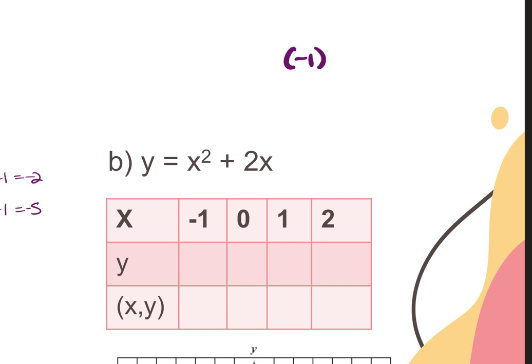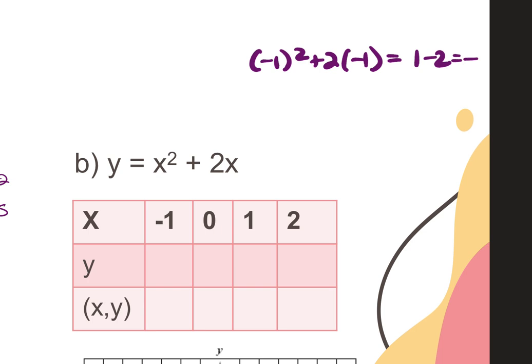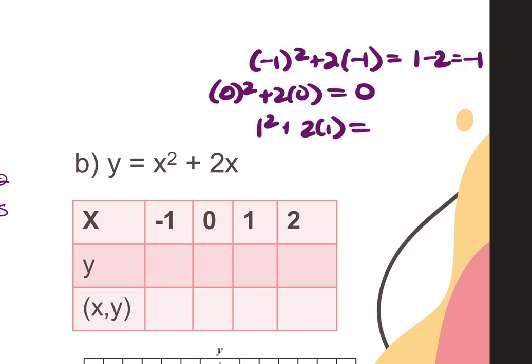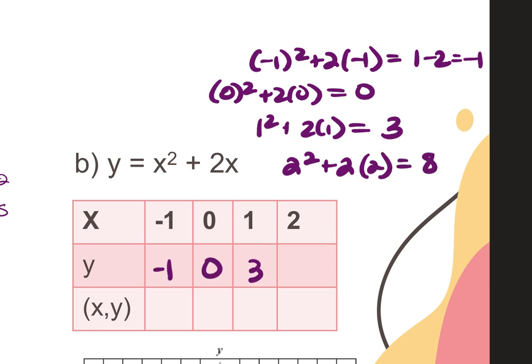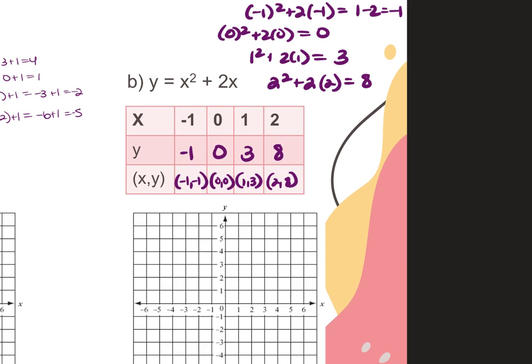So I would do negative 1 squared plus 2 times negative 1, and I get 1 minus 2, which is negative 1. And then I get 0 squared plus 2 times 0, which is 0. And then I get 1 squared plus 2 times 1, which is 3. 2 squared plus 2 times 2, 4 plus 4, which is 8. And then again, make your coordinate points. Negative 1, negative 1, 0, 0, 1, 3, 2, 8.